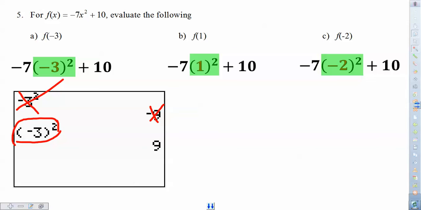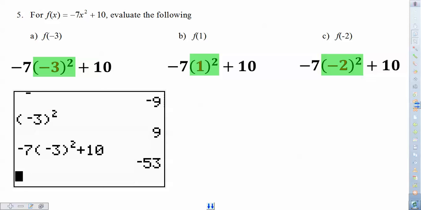Since you're using the calculator, why not just use the calculator for the whole thing? So notice here me just typing the whole thing in there, getting my +9, and then multiplying it by -7, giving me -63, and then adding 10 to it. Now I'm at -53, the correct answer.